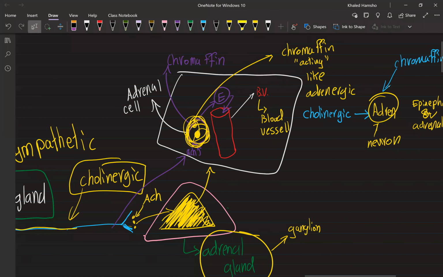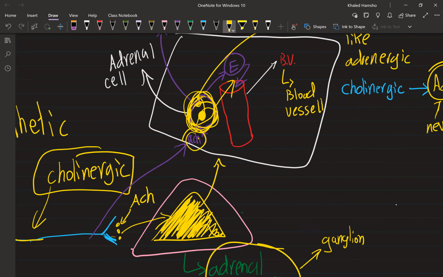So the adrenal gland, both acetylcholine and epinephrine are released? No. The adrenal gland receives acetylcholine and releases epinephrine. So it receives this and dumps this. Once it gets this, it releases this. It's not like it releases both. Got it?